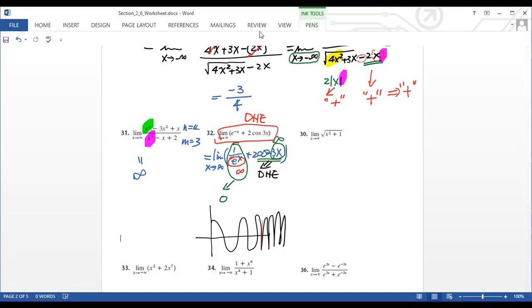Okay, number 30 is easy. So I guess you guys can tell me, when x approaches infinity, what is this thing going to approach? Infinity. So the whole thing is going to approach infinity.